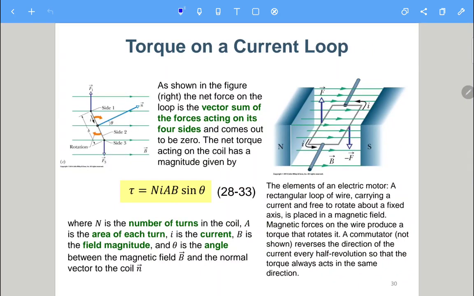Okay, so next we talk about the torque on a current loop. So actually this is the mechanism of the motor or electric generator. Okay. So as shown in the figure, right? The net force on the loop is the vector sum of the forces acting on its four sides and comes out to be 0. So the net torque acting on the coil has a magnitude given by this expression.